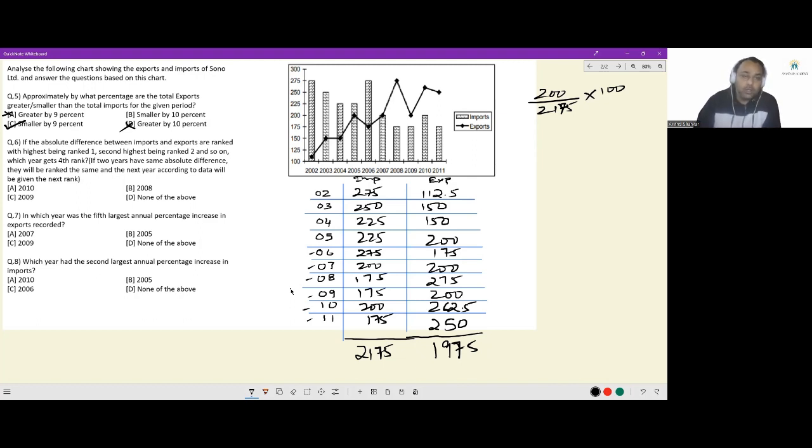Next, if the absolute differences between the imports and exports are ranked with the highest being ranked 1, the second highest being ranked 2, and so on, which year gets 4th rank? If 2 years have the same absolute difference, they will be ranked the same, and the next year, according to data, will be given the next rank. This is a critical piece of information for us to use. You'll see why. 275 minus 112.5 gives you 162.5. Absolute difference. Then absolute difference of 100. Then 75. Then 25.